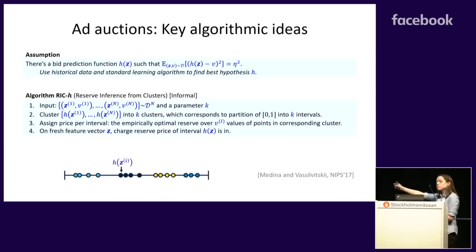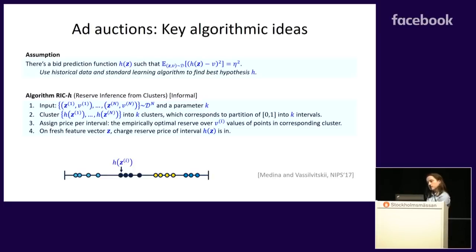Okay, and then given this bid prediction function, their pricing algorithm looks like this. Remember, we want to learn a good pricing algorithm that takes as input a feature vector and returns a price. So the input to this algorithm is a set of samples from this distribution and a parameter k. They cluster. You take your bid prediction function and you evaluate each feature vector, and you cluster these evaluations into k clusters. And these are all points on the real line. So this clustering is basically going to correspond to a partition of [0, 1] into k intervals. So you can see this here.